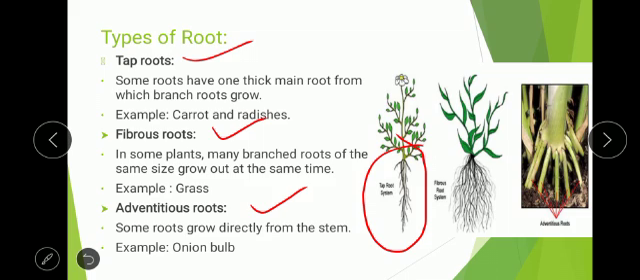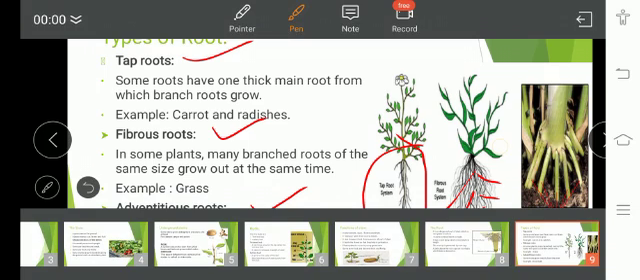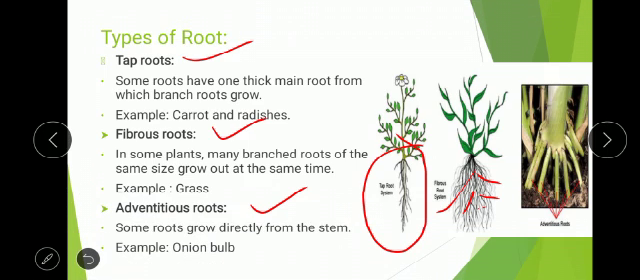Fibrous root: in some plants, many branch roots of the same size grow at the same time, for example, grass. Adventitious roots: some roots grow directly from the stem, for example, onion bulb.